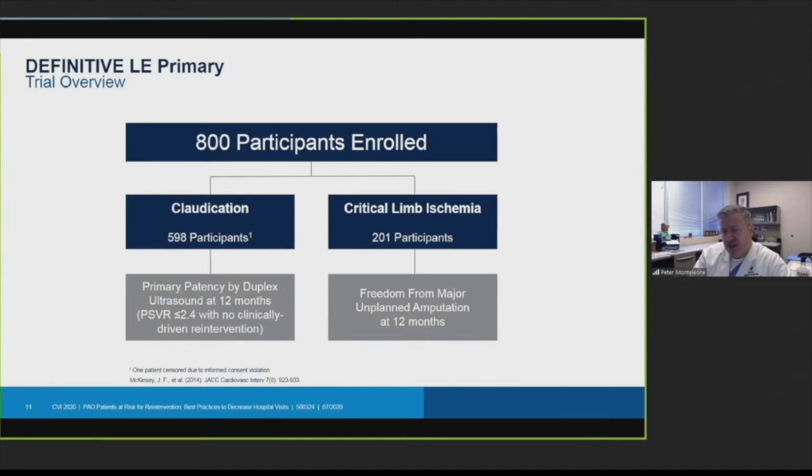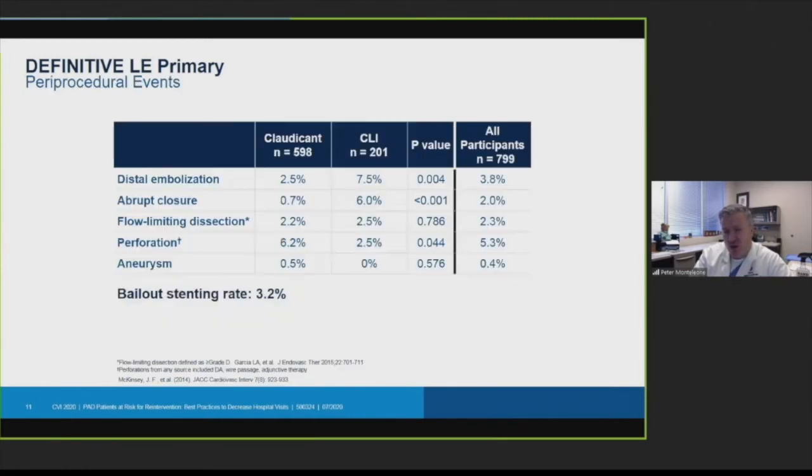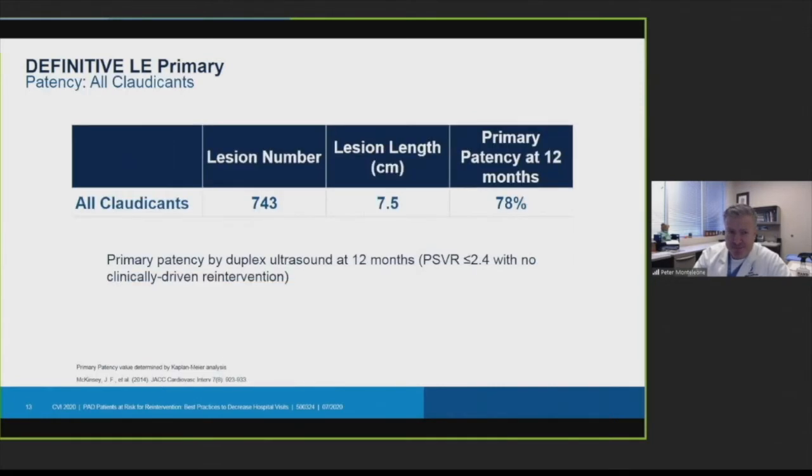This was also directional atherectomy using primarily the prior generation of directional atherectomy systems, TurboHawk and SilverHawk, and not the upgrades that we see in the Hawk-1 devices going forward. Definitive LE looked first at safety events and demonstrated low rates of embolization and closure and flow-limiting dissection. Also, again with prior generations of the technology, a bailout stenting rate of only 3.2%.